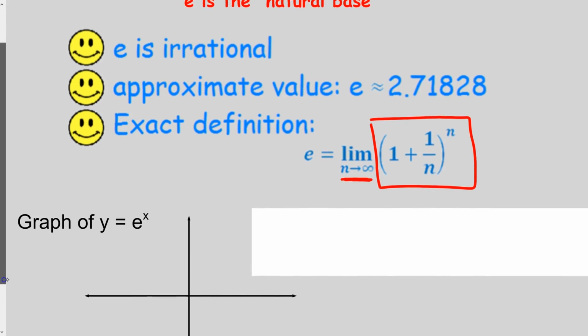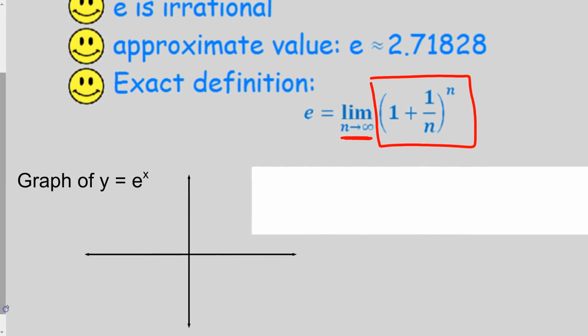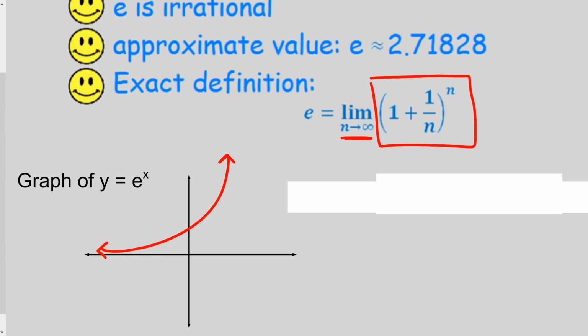Now, since e is a number that is greater than 1, if you were to graph y equals e to the x, you would get an exponential growth function, just like y equals 2 to the x or y equals 3 to the x. Oh, those are just empty boxes. Okay.